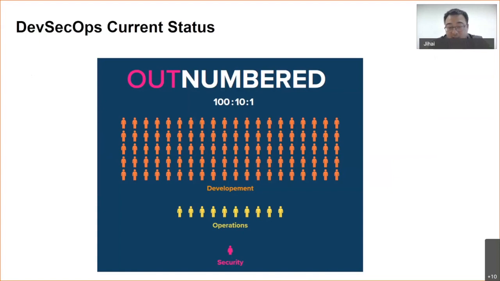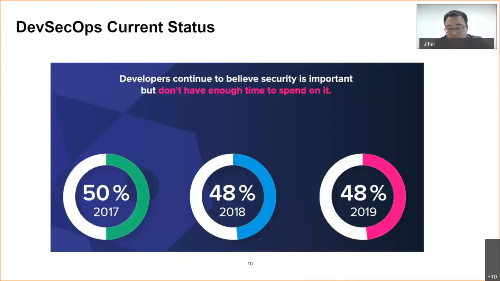Like there's 100 developers and 10 operations guys and only one cybersecurity guy. So you can see there are really very few people working on cybersecurity, although it is very important. This survey result is also quite interesting. It shows many people believe security is important, but probably only half of them are doing something, and the other half don't have enough time to do it.